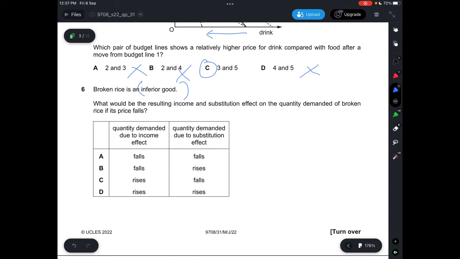in this case here, income effect. So that means we're talking about when the income rises. So when income rises, normally people buy less of inferior goods. So the quantity demanded due to income effect will fall. So C and D is wrong. And the quantity demanded due to substitution effect. So if people were to substitute something, people would of course go for the cheaper alternative. So for the cheaper alternative, broken rice is a cheaper alternative. So the quantity demanded due to substitution effect would actually rise. So the answer is B.